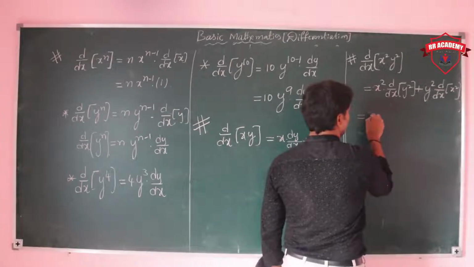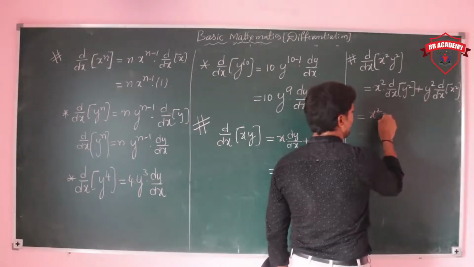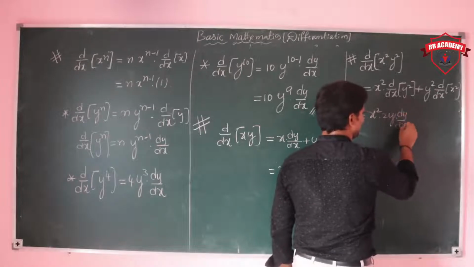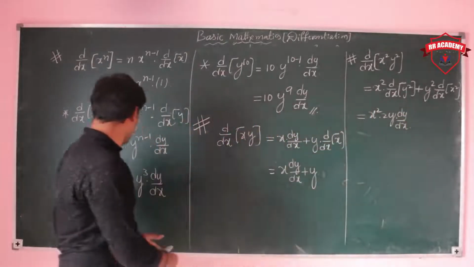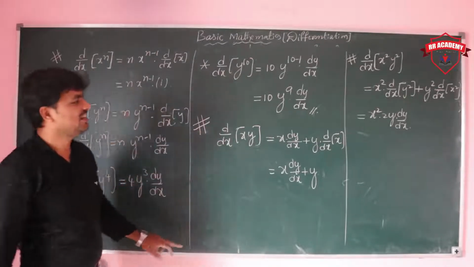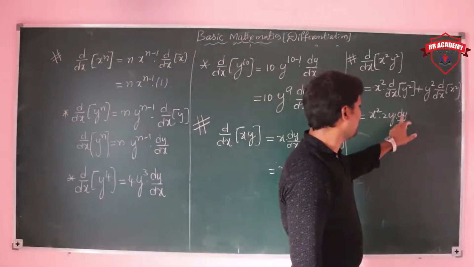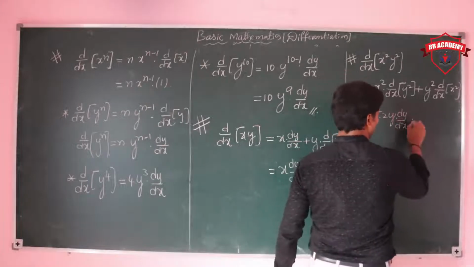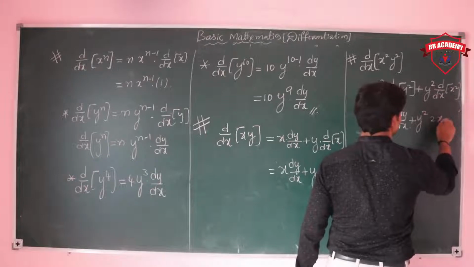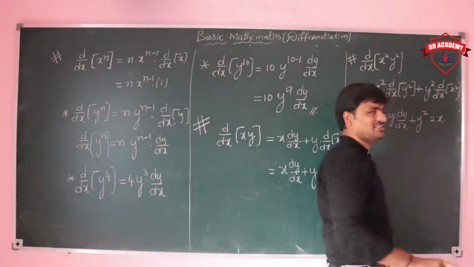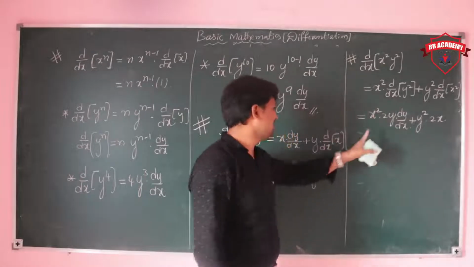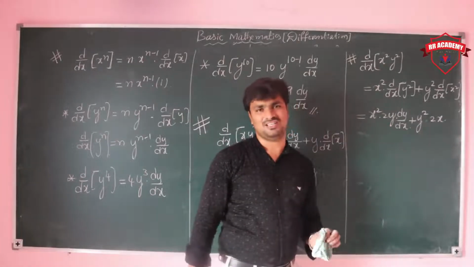See here, x square differentiation is 2x, y square differentiation is 2y, dy by dx. So what we are taking is y power 4 into y cube into dy by dx. Here also the same: y square, 2y into dy by dx, plus y square into differentiation of x square, 2x, into dx by dx, which is 1. So simply, the simplification of this is this much.